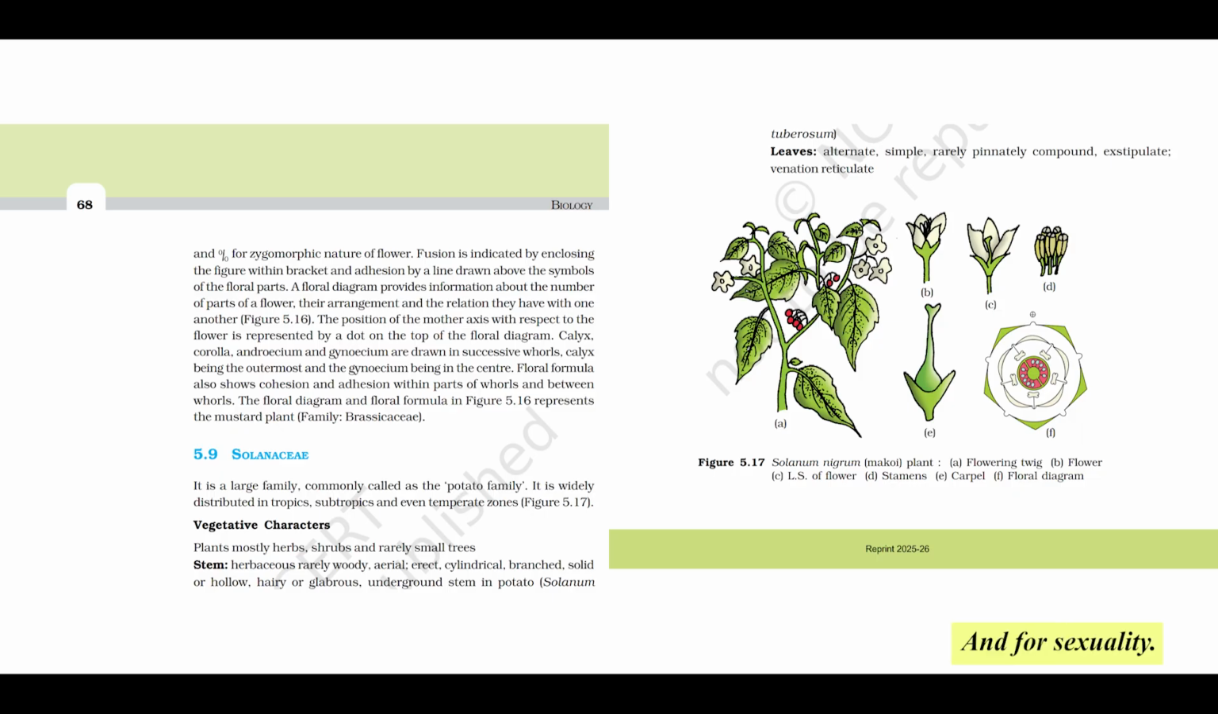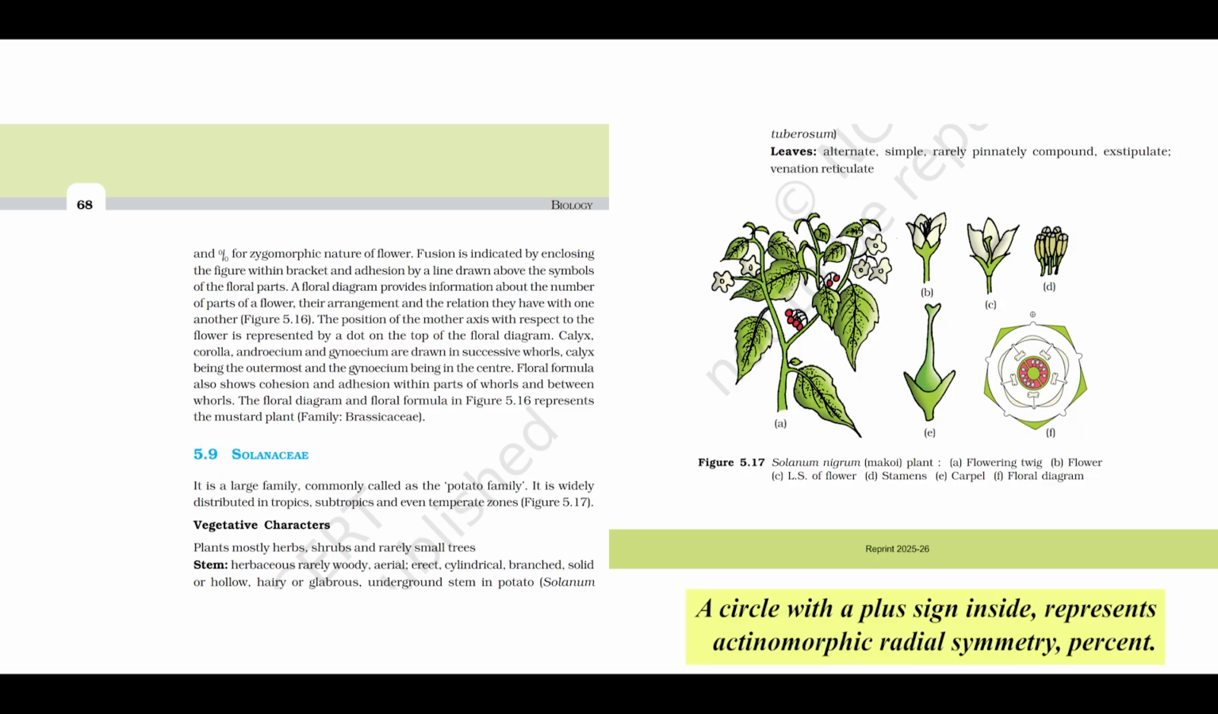I got it. And for sexuality. A circle with a plus sign inside represents actinomorphic, radial symmetry. A percentage sign, or sometimes other symbols, represents zygomorphic, bilateral symmetry. The male symbol denotes a staminate, male flower, unisexual.